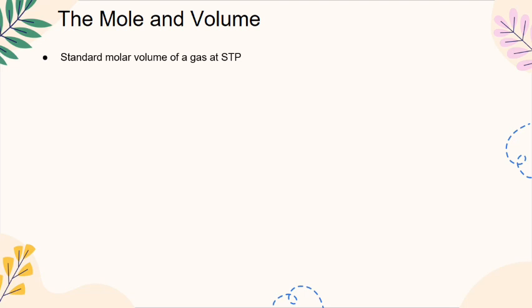Now, for every gas, I repeat, for every gas at STP, when we say STP, it simply means standard temperature and pressure. For every gas at standard temperature and pressure, they occupy 22.4 dm³. It simply means that 1 mole of any gas will occupy a volume of 22.4 dm³.